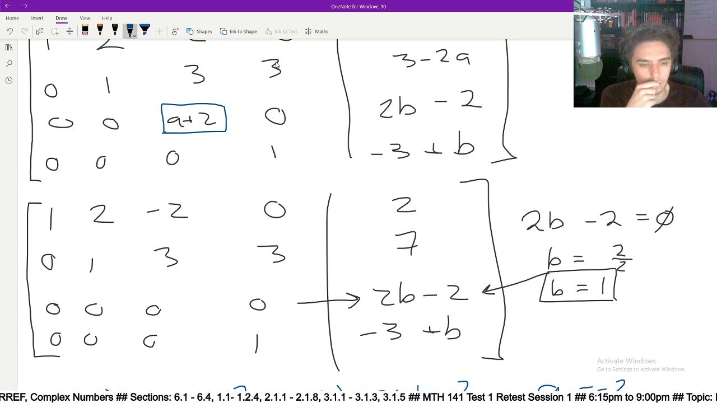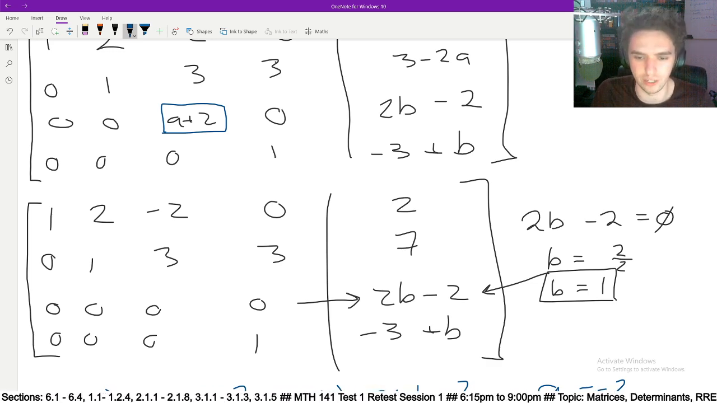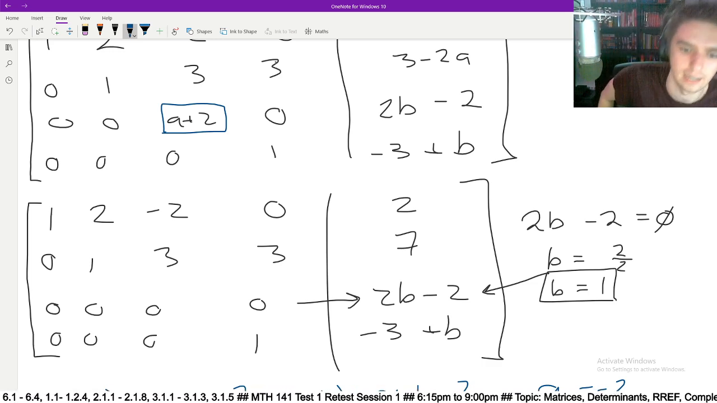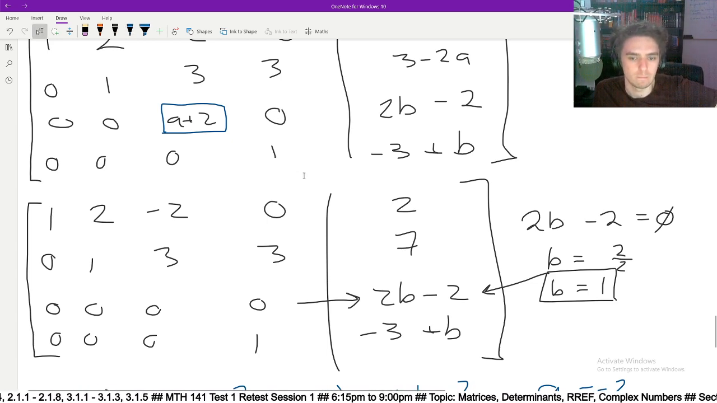Okay, so generally, would the goal be to get at least one row with all zeros? That'll help you get an idea of when you can get infinite solutions. Yeah, exactly. And so that's how you would do that. Okay, makes sense.